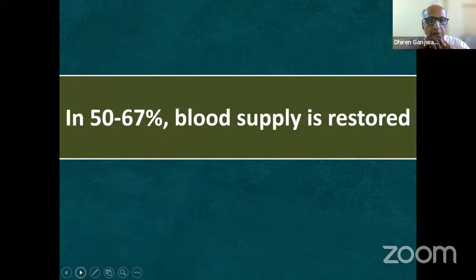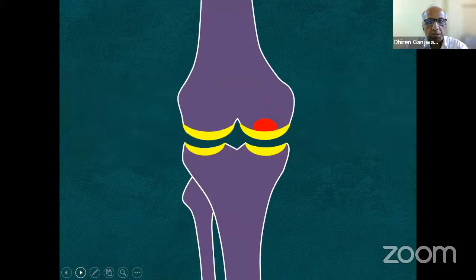In 50 to 67%, meaning two-thirds of the patients, the blood supply is restored. In those patients, something like the one which we saw, over a period of the next 2 years the blood supply is restored. Those lesions which are smaller in size are likely to revascularize completely. And these patients become all right and they don't have any long-term issue.